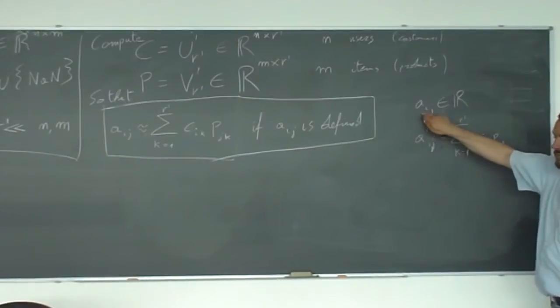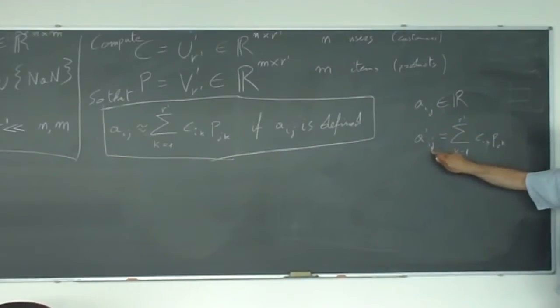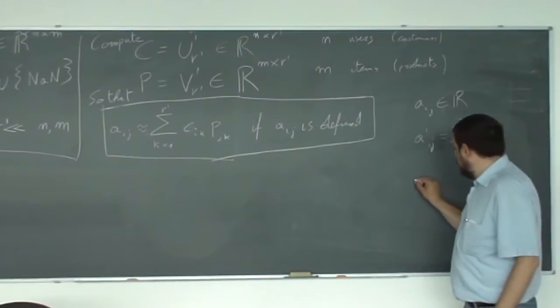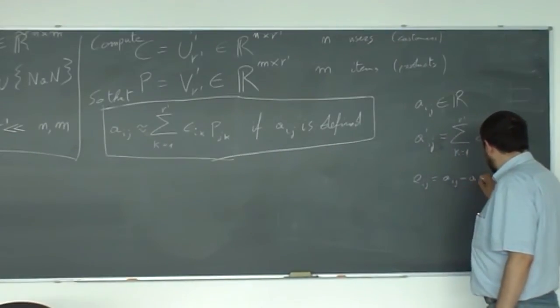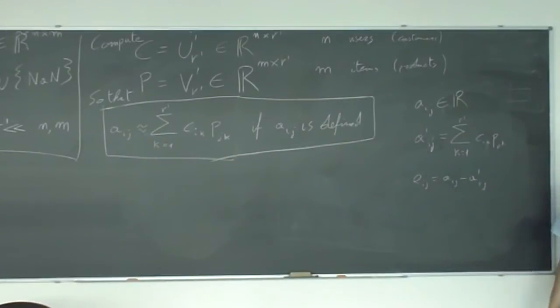There will be a difference between the two, between the actual value, the actual preference of the user i for item j, and the preference that we computed by multiplying the vector related to user i and the vector related to item j. Let's call Eij the difference between the two. This is the error that we make in estimating the actual user preference by our model.